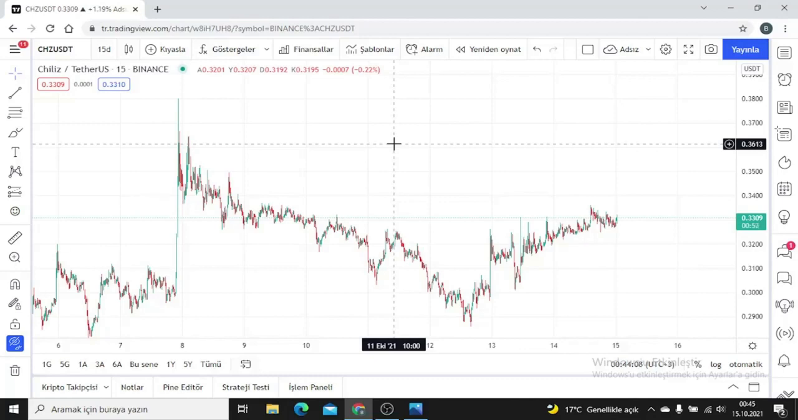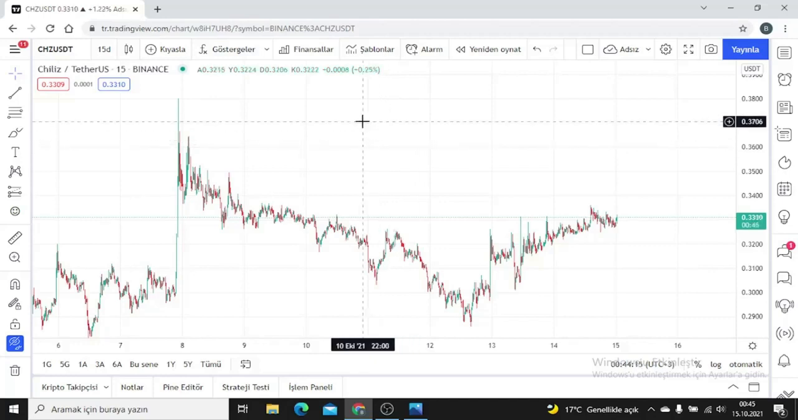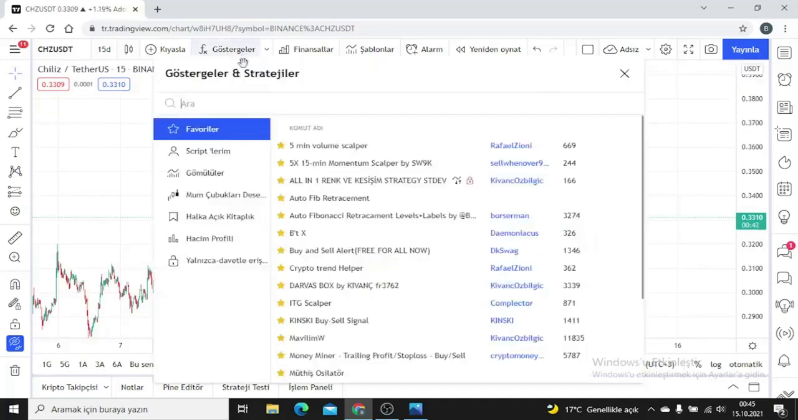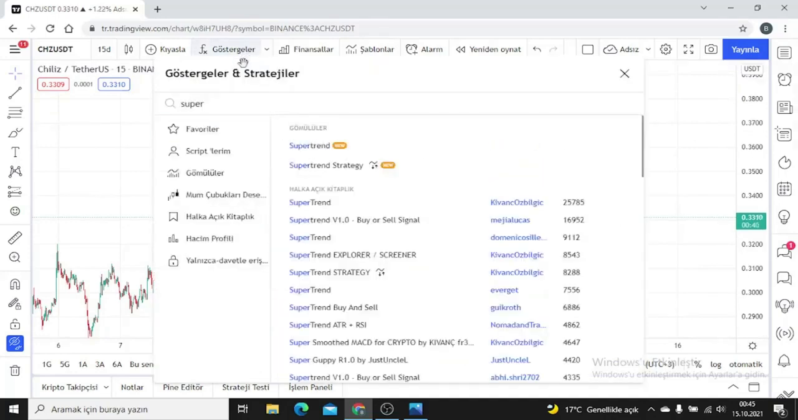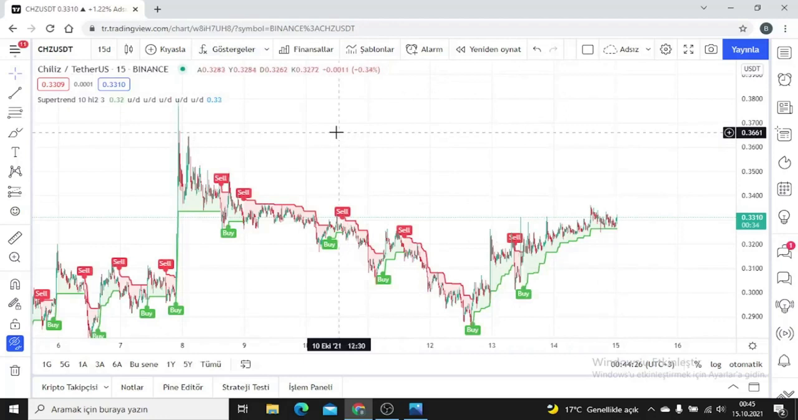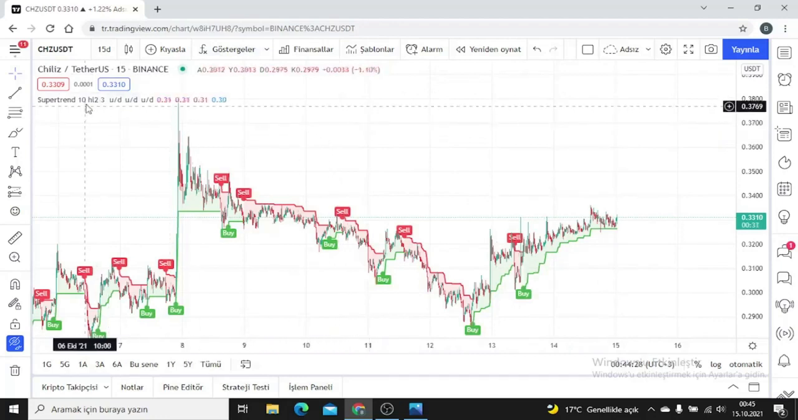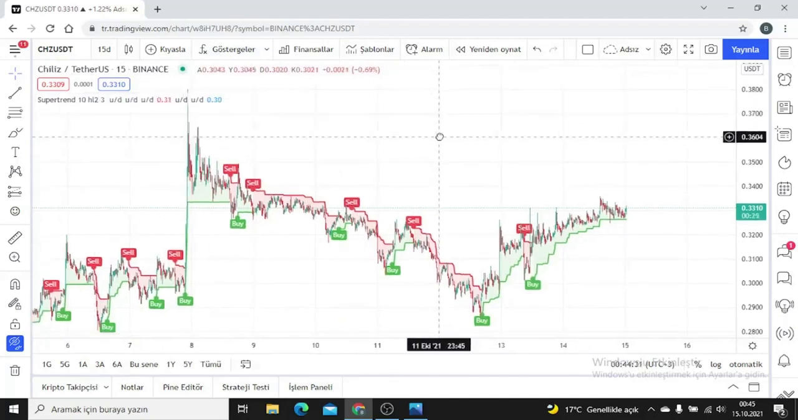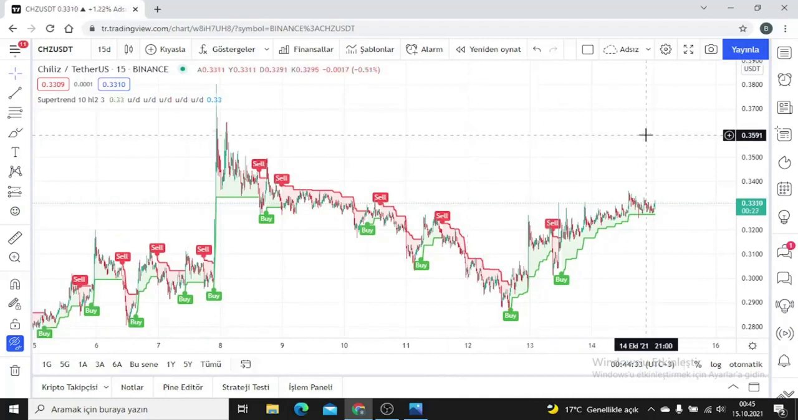I'm opening the Supertrend indicator from the indicators section, friends. I open the indicator of our teacher Kavanchas Bilgic from here in the same way. I will not make any changes to the input settings. I will use it as it is. I just told you which indicators should not be used. Now I will tell you which indicators we can use. Of course, as always, I will show you my own technique here.